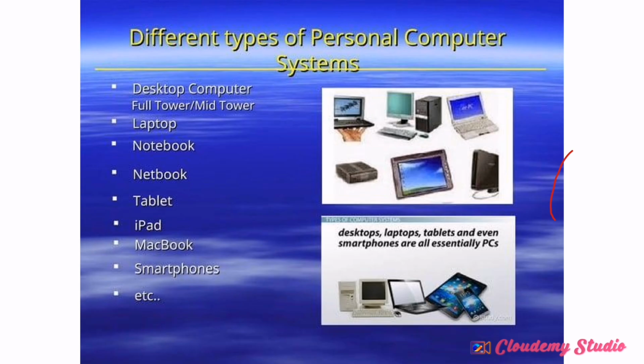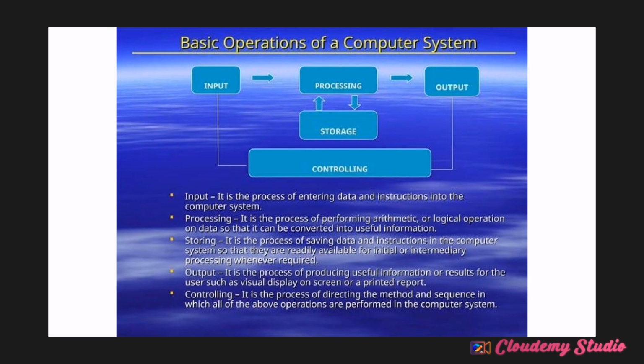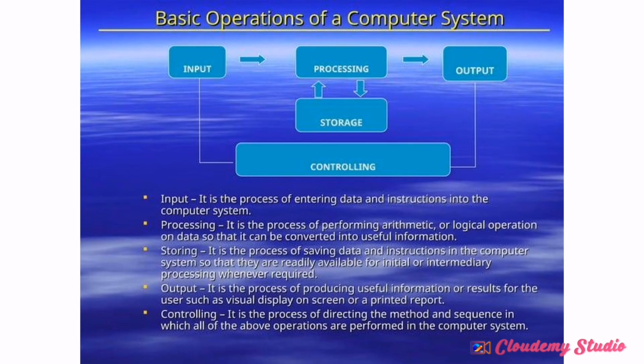Okay, we can proceed. So, basic operations of a computer system. On this chart we have input, processing, output. Then storage and controlling.